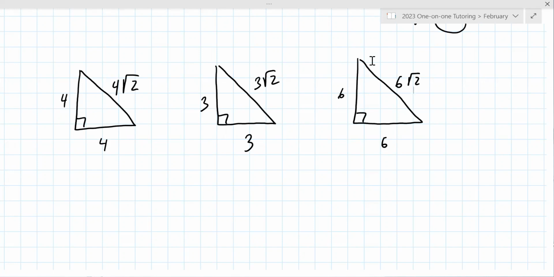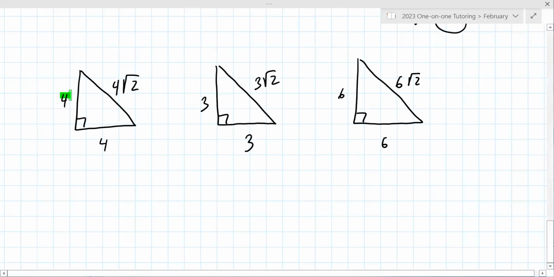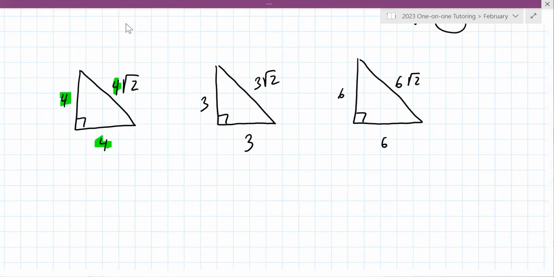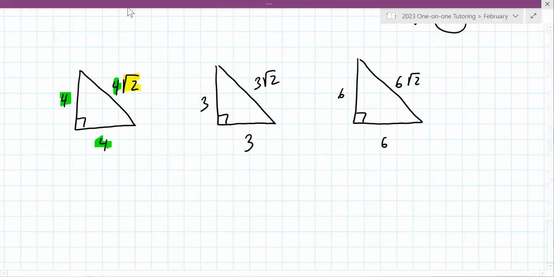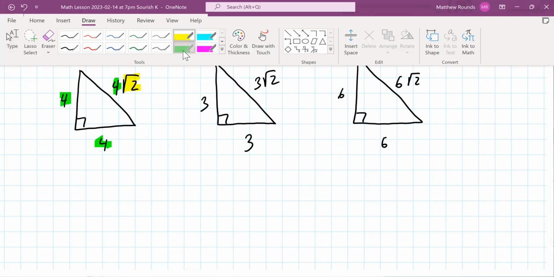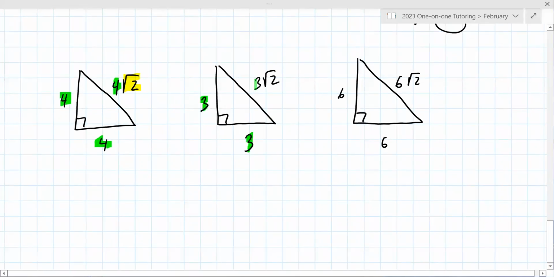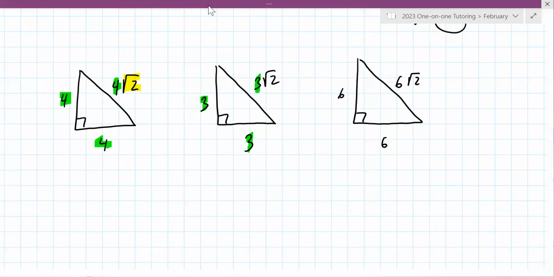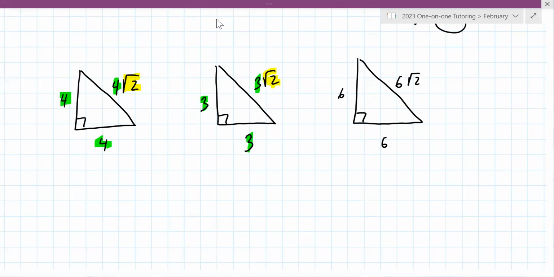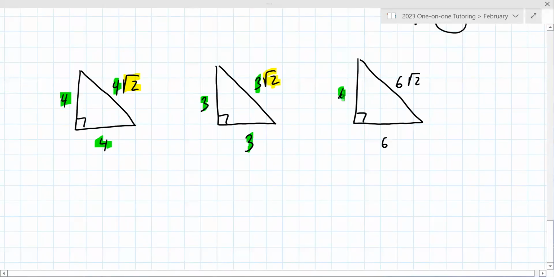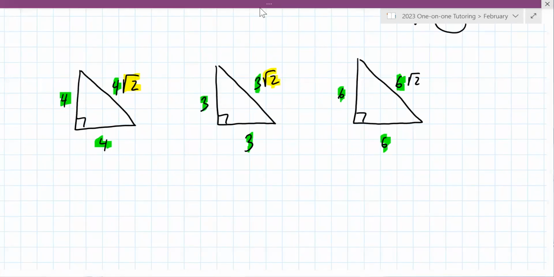Do you see a pattern here, Sourish? Let me try and help here. 4, 4, 4, and then there's this other thing, square root of 2. Let's try it again here: 3, 3, and then 3, and then square root of 2. Do you see a pattern yet? Can you tell me in your own words what the pattern is?